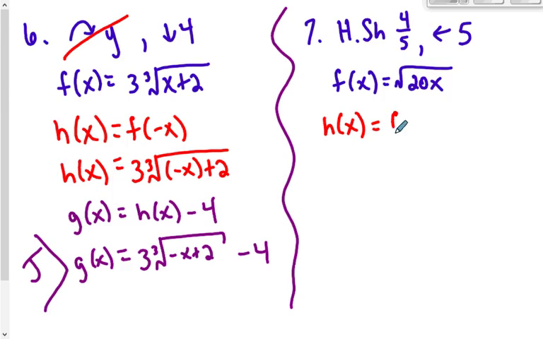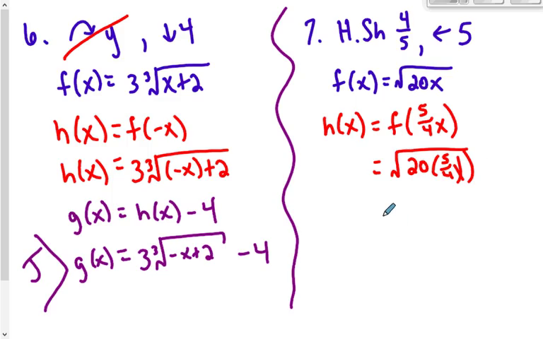So it's f of 5/4x. Change every x to 5/4x. So the square root of 20 times 5/4x. Simplify that. 20 times 5/4 ends up being 25. So there's my h of x. First place you could have gotten it wrong is without flipping that.